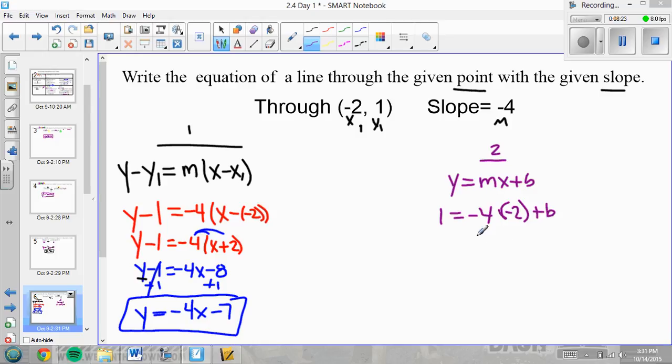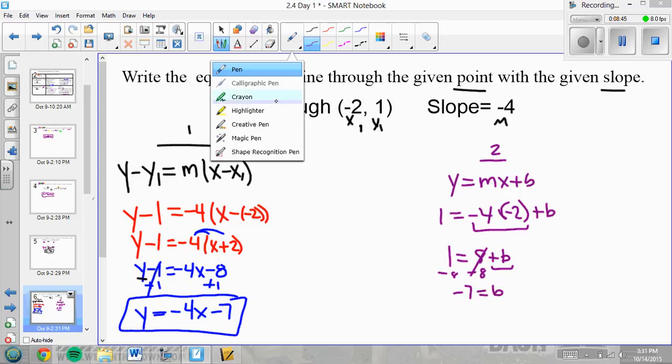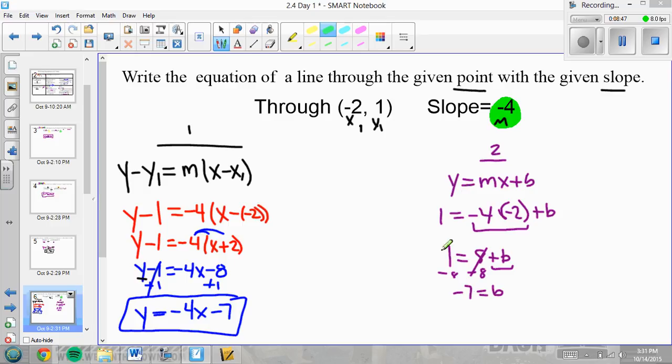So now we're just simplifying. What do we know about negative 4 times negative 2? What does that give us? We get 8 plus b. And then to get b by itself, how do we get rid of a positive 8? We would subtract. So we know negative 7 equals b. Now we take our slope, m, and b, and we plug them back into slope-intercept form. So y equals negative 4x minus 7.